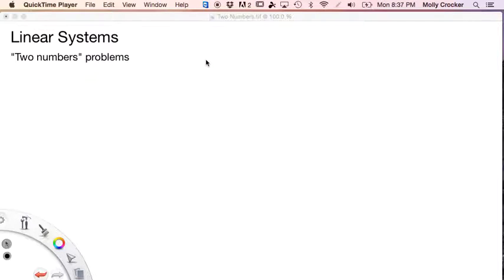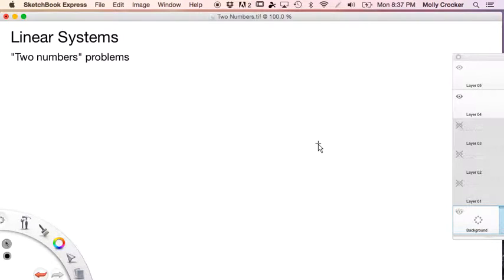We are finishing up linear systems with a whole bunch of word problems. So I'm going to go through a variety of them. This first variety is called two numbers, because they usually talk about two numbers within the problem description. So let us look at one of these problems.